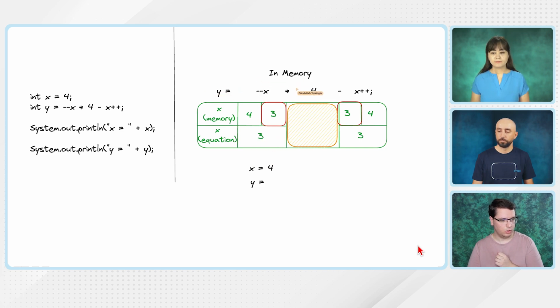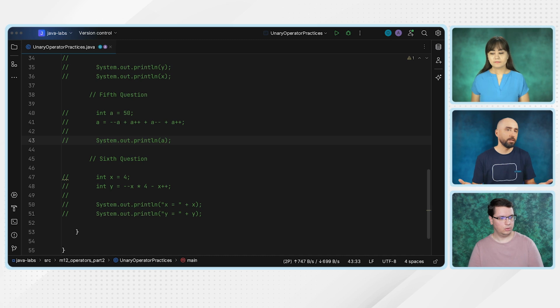Let me see. So 3 times 4, which is going to be... Yeah, let's type it, 3 times 4. Let's put our arithmetic operators as well. 3 times 4 minus 3, and the result will be 9. Yes. Perfect. All right, let's run it in IntelliJ as well and let's see if you did correct.